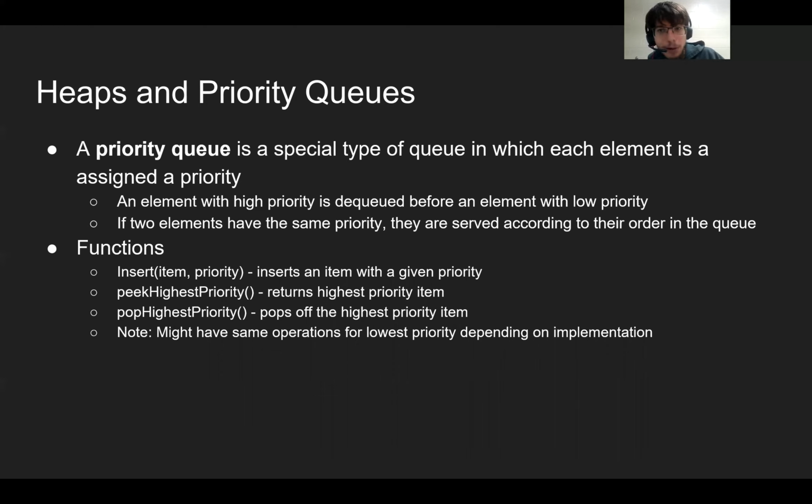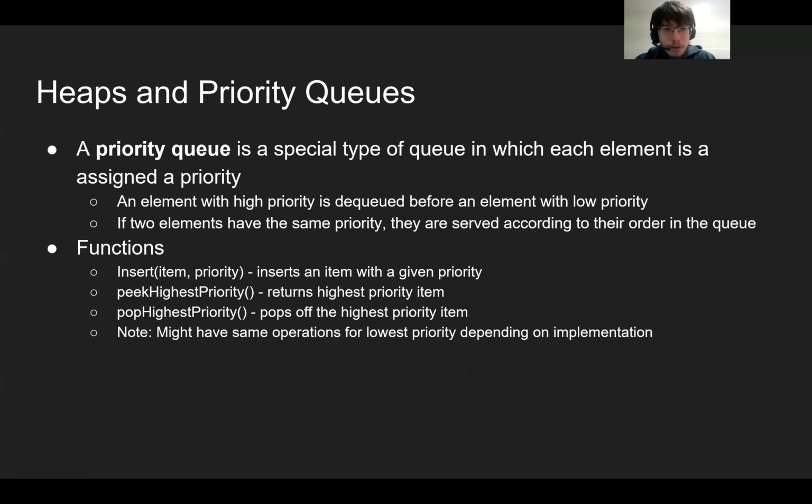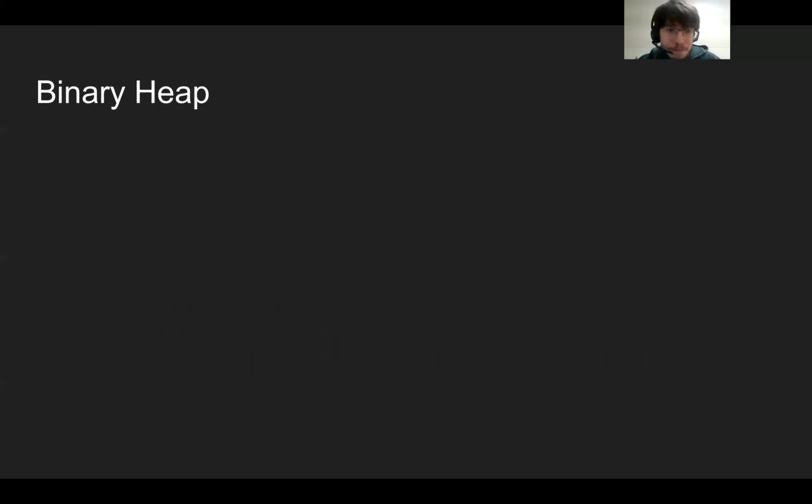But in general, when we think of priority queues, it's either lowest priority or highest priority that we remove. So if our priority queue holds numbers, maybe we'll sort them based on how large they are. Then the highest priority will be the higher, larger numbers, right?